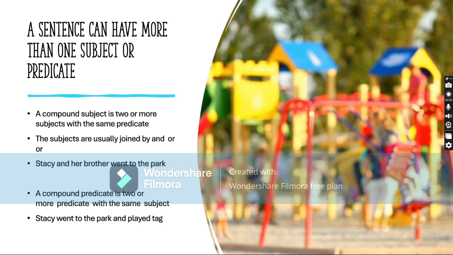The next is a compound predicate, which is 2 or more predicates with the same subject. Stacy went to the park and played tag. Here there are 2 predicates with the same subject. The subject is Stacy, that remains the same, and went to the park and played tag. Went to the park is the first predicate and played tag is the second predicate.